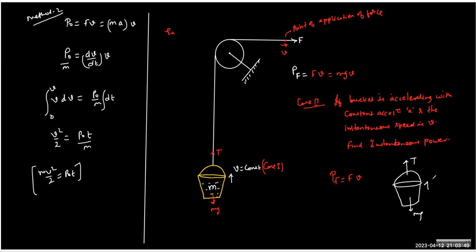As we know, the bucket is accelerating. So how to get the tension? Now F is same as tension, that's for sure. This is F1. So the power in this case will be T into V. But what about the T value? What is T here? So T minus mg is equal to ma. Correct. So T is mg plus ma, right?